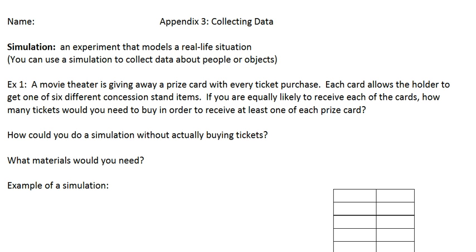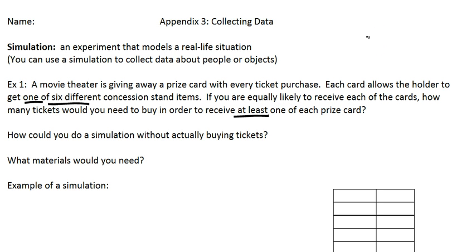So first of all, let's suppose that I am trying to do an experiment to determine if something's going to happen. One way I could do this is to create a simulation, an experiment that models a real-life situation. And here's an example. A movie theater is giving away a prize card with every ticket purchase. Each card allows the holder to get one of 6 different concession stand items. If you are equally likely to receive each of the cards, how many tickets would you need to buy in order to receive at least one of each prize card?